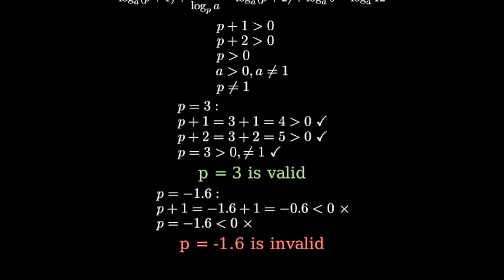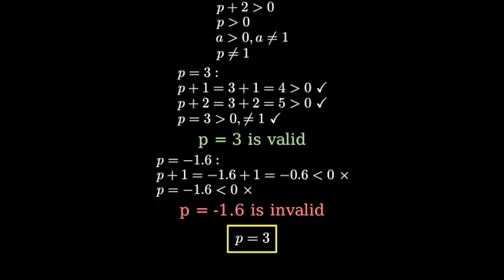Now, let's check p equals negative 1.6. The argument p plus 1 becomes negative 1.6 plus 1, which is negative 0.6. Since the argument of a logarithm cannot be negative, p equals negative 1.6 is not a valid solution. We also see that p itself is negative, which is not allowed as a base for log base p of a. Therefore, the only valid solution to the equation is p equals 3.